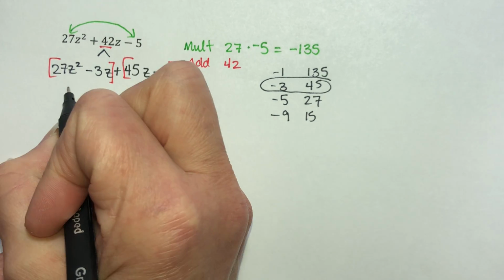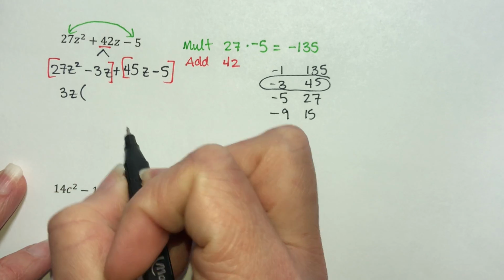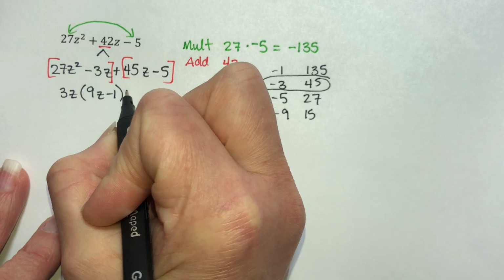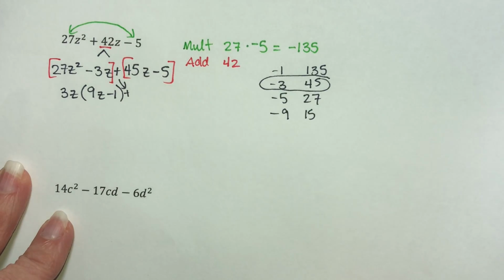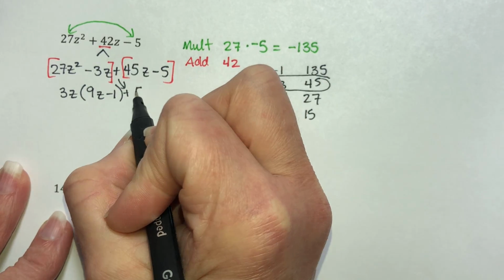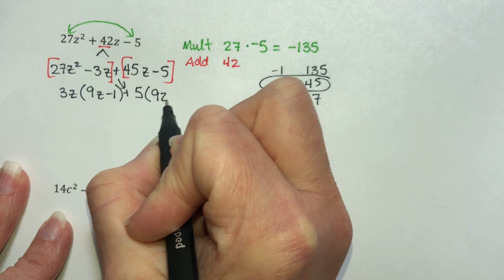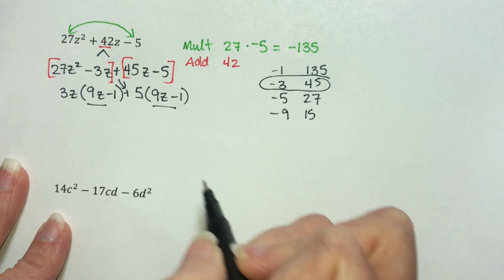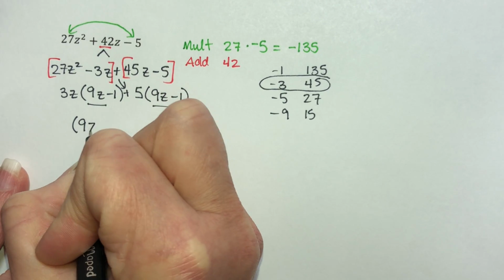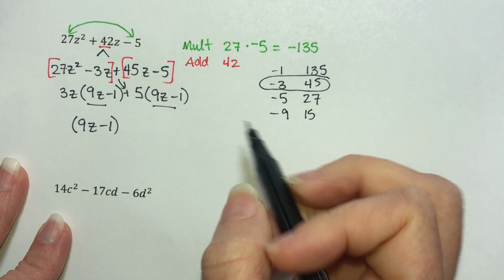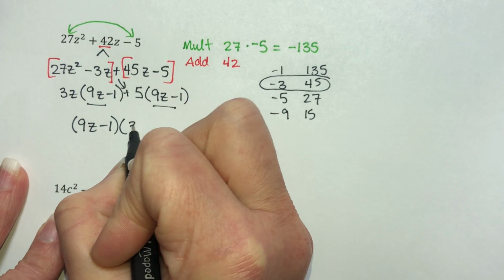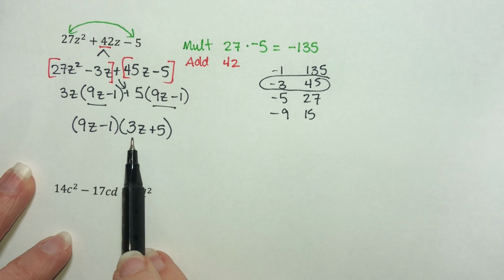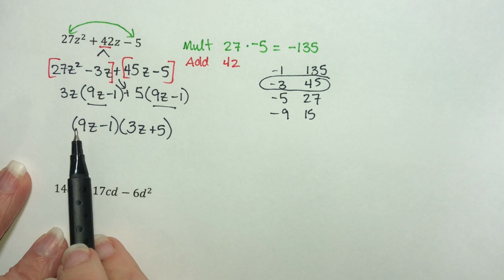From our first group, I can factor out a 3 and a z, and that gives me 9z minus 1. Plus, remember that plus sign is that plus sign. From this group, I can factor out a 5, and that leaves 9z minus 1. If we've done this correctly, these two things should match, and you write that down once, 9z minus 1, and then make a set of parentheses out of what you have left, 3z plus 5. Of course, this is the same thing as 3z plus 5 times 9z minus 1.